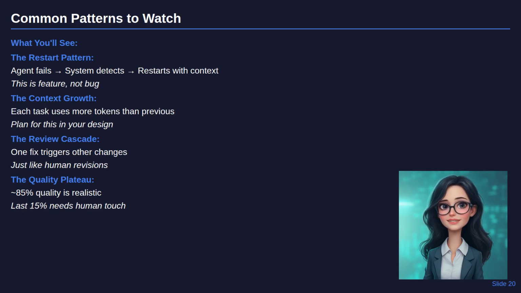The review cascade. Fixing one issue triggers changes in related areas, just like human revisions where fixing one paragraph requires adjusting 3 others. The quality plateau. Around 85% quality is realistic for automated systems. That last 15% needs human touch, human judgment, human creativity. Don't chase perfection. Chase good enough for the next human to polish.